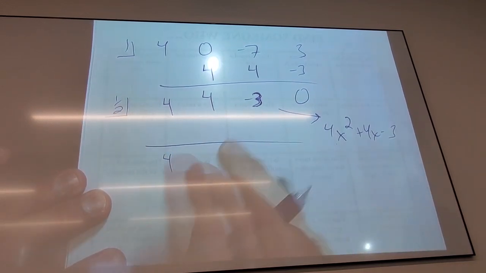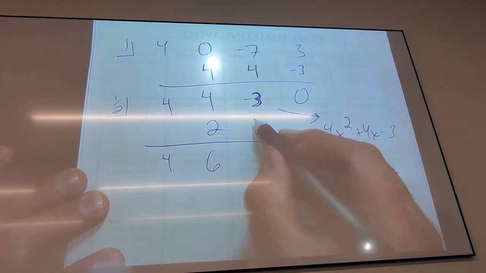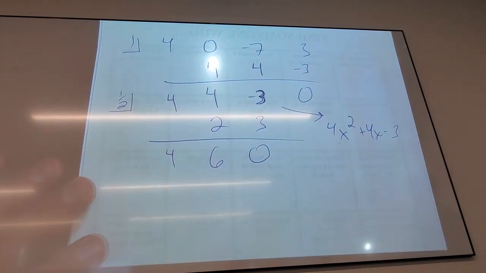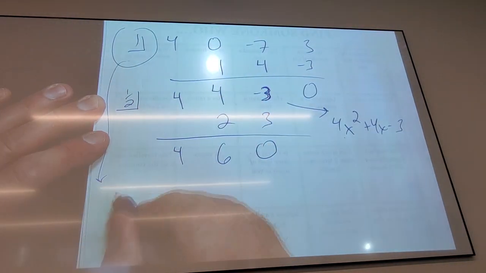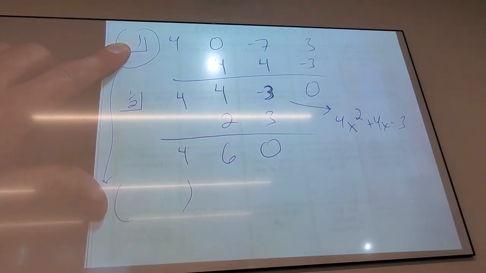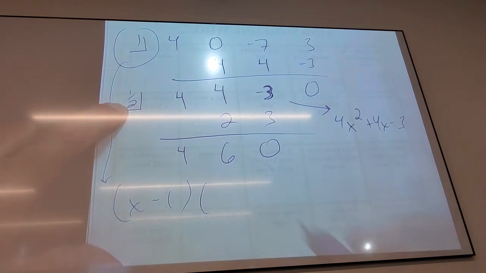So down comes a 4. Half of 4 is 2. 4 plus 2 is 6. Half of 6 is 3. So then that's 0. Okay, so watch this. You ready? What did this relate to? X minus 1. What did this relate to directly? Directly.